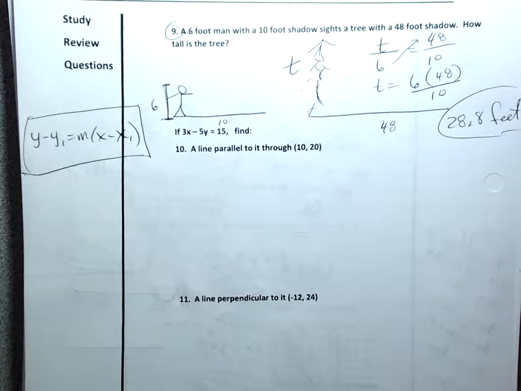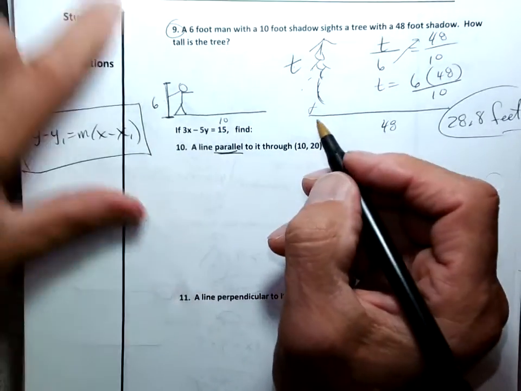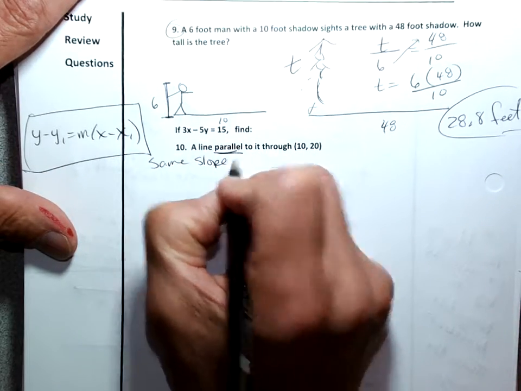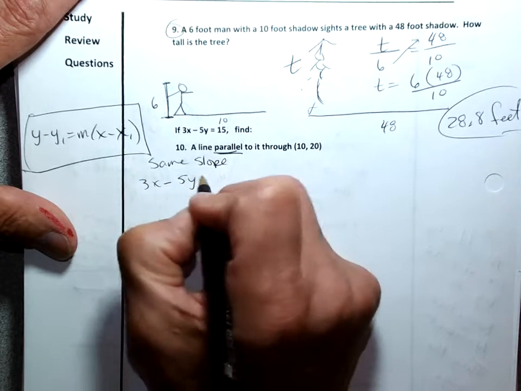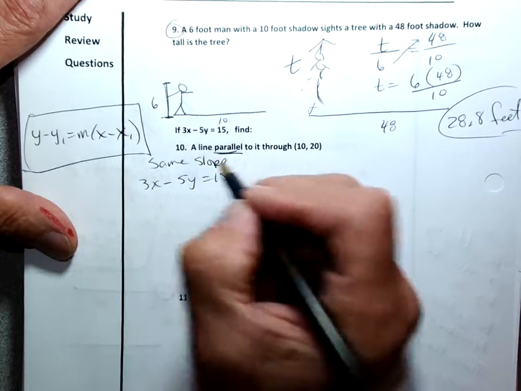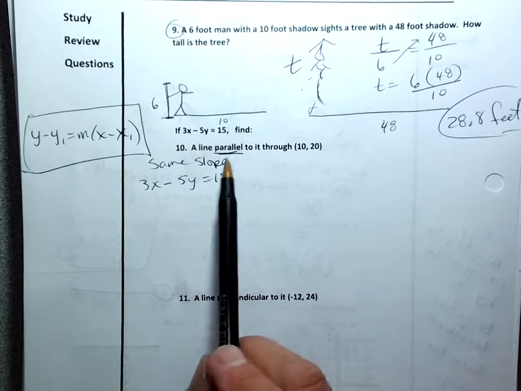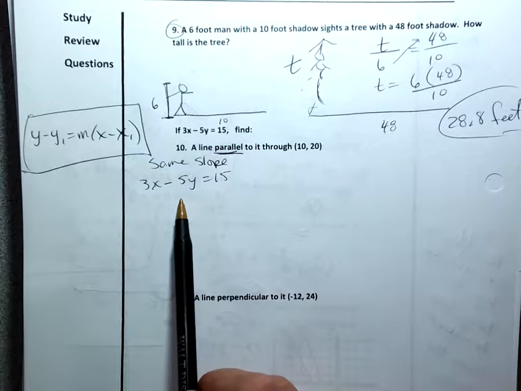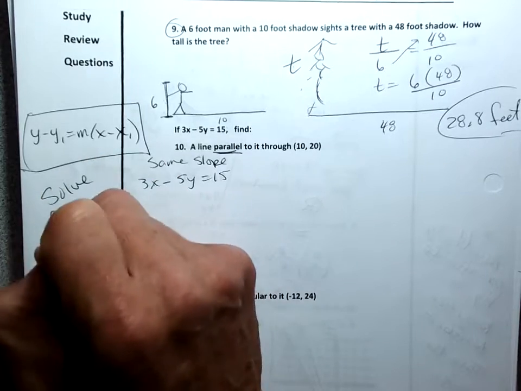So we're going to need this, but before we do anything, if it's parallel, it must have the same slope, right? We need same slope. The only problem is with 3x minus 5y equals 15, I don't know what the slope is. So I need to find the slope, okay? So if they're parallel, they'll have the same slope. I don't know the slope of this line, so I'm going to have to solve for y, okay? So let's solve for y.